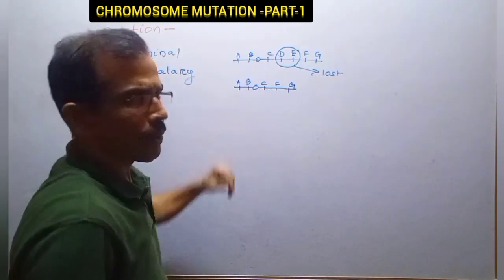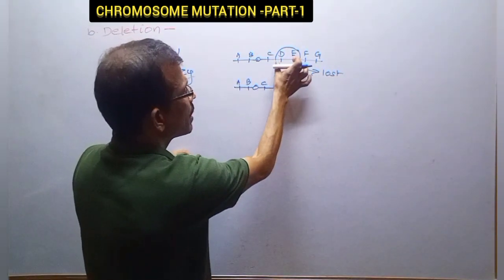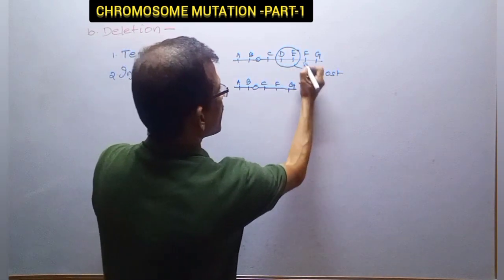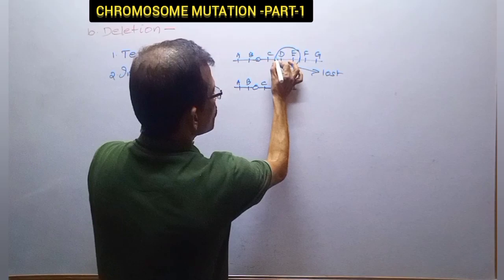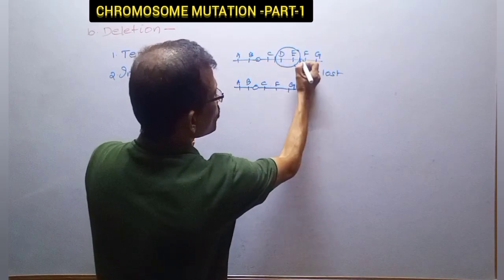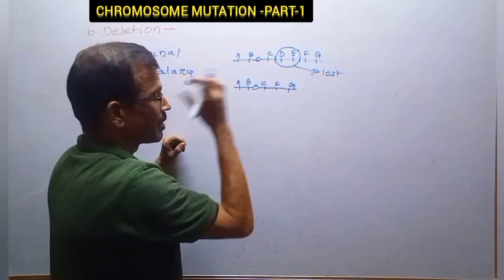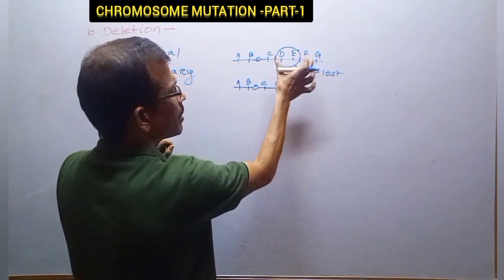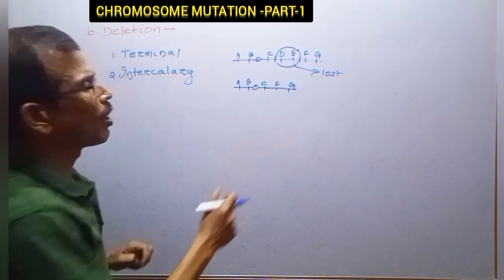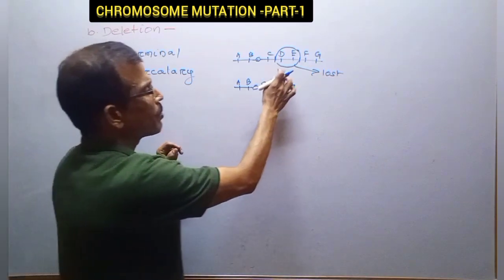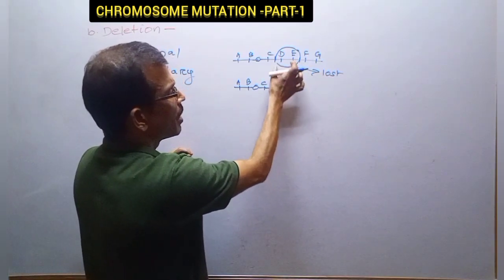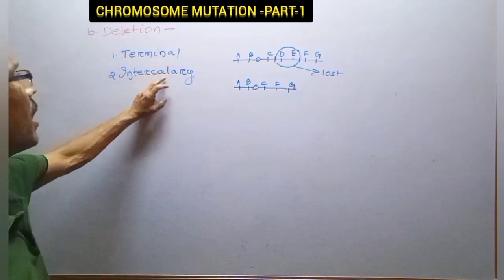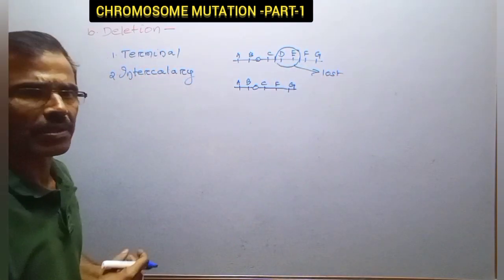In this example, for the segment DE to be lost, this chromosome must break in two places. So when these chromosomes break in two places, the resulting segment is lost and the remaining segments are joined. Such type of deletion in which a middle segment of the chromosome is lost is known as intercalary deletion.